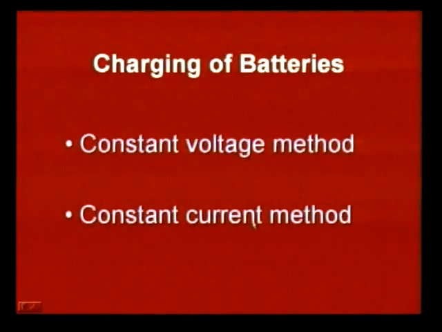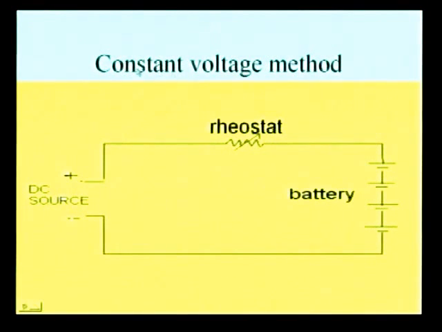Now we look into the various methods of charging of batteries. The charging of batteries can be carried out by constant voltage method, also by constant current method. First we look into constant voltage method of charging the batteries. In constant voltage method, the batteries are connected across a DC source to which a rheostat, that is the variable resistor, is connected.